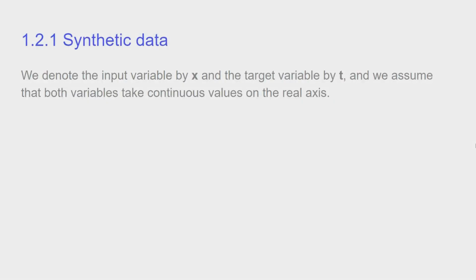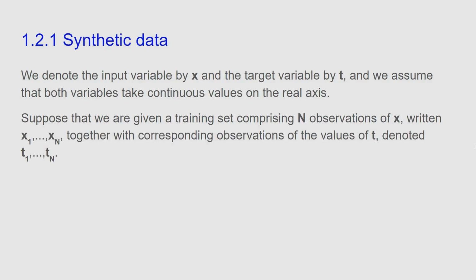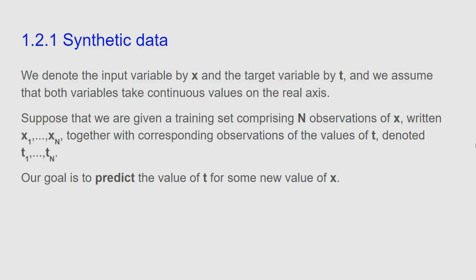For our synthetic data, we denote the input variable by x and the target variable by t, and we assume that both variables take continuous values on the real axis. Suppose that we are given a training set comprising N observations of x, written x_1 to x_N, together with corresponding observations of the values of t, denoted t_1 to t_N. Our goal is to predict the value of t for some new value of x.